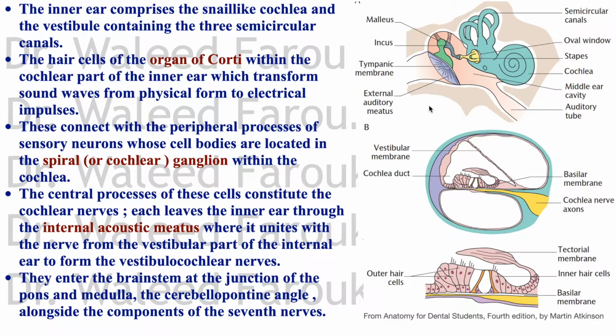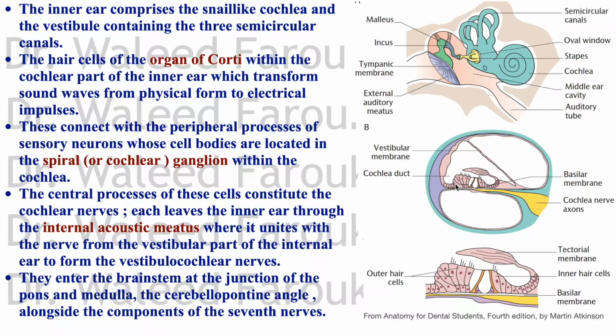The receptors are called the organ of Corti within the cochlear part of the inner ear, and they transduce sound waves from physical waves into electrical impulses. This is the organ of Corti, composed of the tectorial membrane and the hair cells with the supporting phalangeal cells resting on a membrane called the basilar membrane, which is a side of the duct that traverses the inner ear.